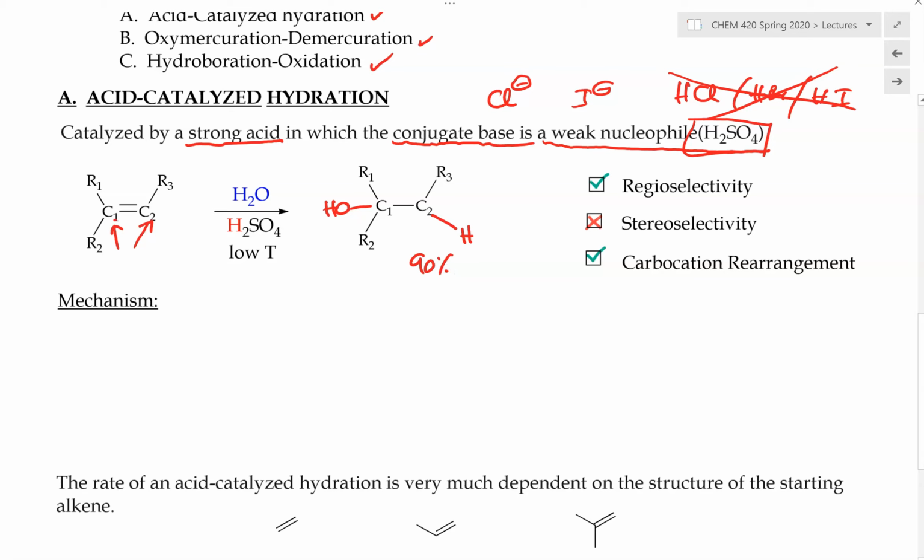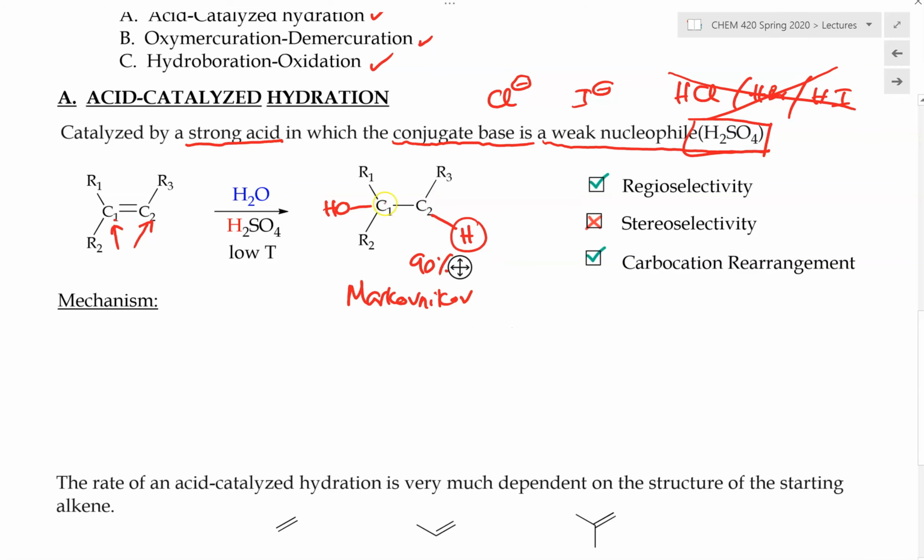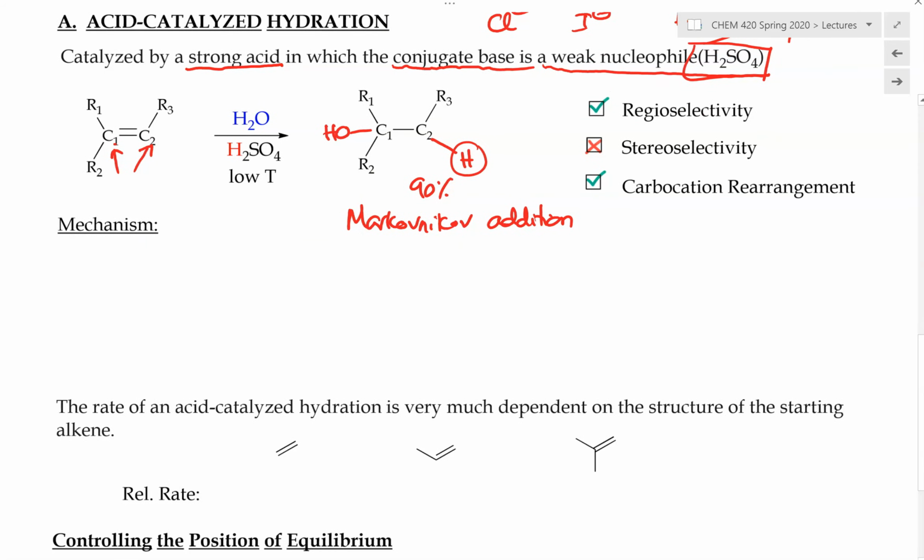This product is again called the Markovnikov product. We basically extend the definition of Markovnikov here, in which the hydrogen is added to the less substituted carbon, and the X or the hydroxy group is added to the more substituted carbon. This is an extension of the Markovnikov definition, and we call these the Markovnikov products or the Markovnikov addition. The mechanism of this reaction is as follows.